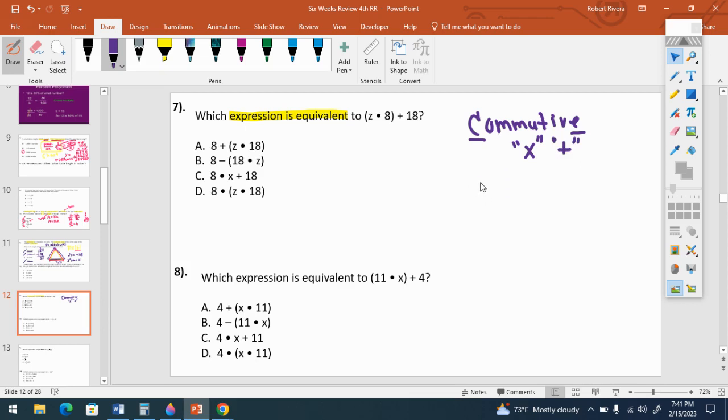The other property that we learned is the associative. And that one better be everything add or everything multiply. And that's when we move the parentheses from one side to the other. That's why we said the associative. Okay. Then we have the distributive that I did not talk to you about. We also have the identity property of 0 and the identity property of 1. Anything you multiply by 1 stays the same. Anything you add 0 to stays the same.